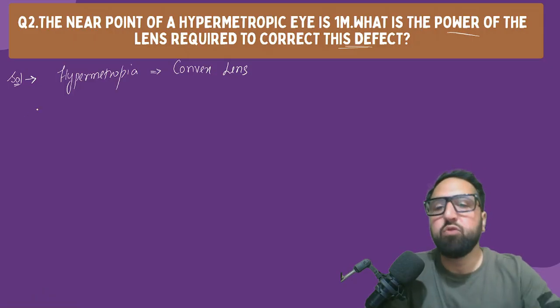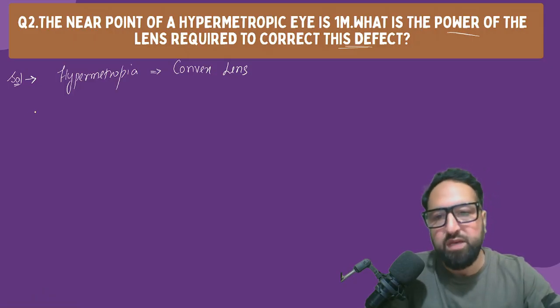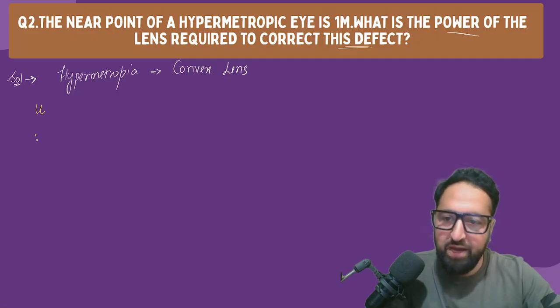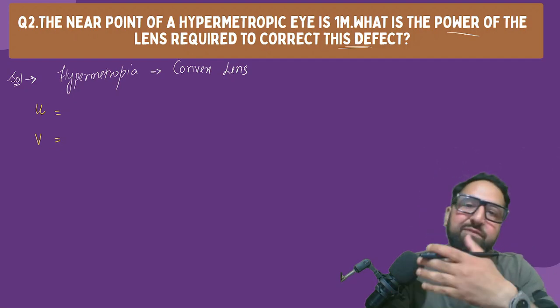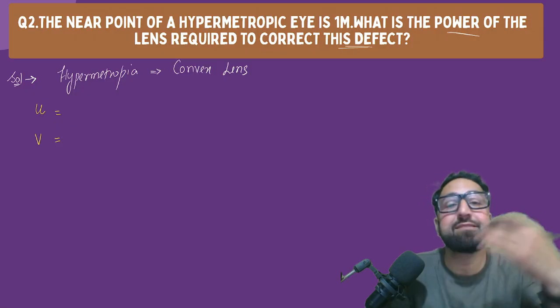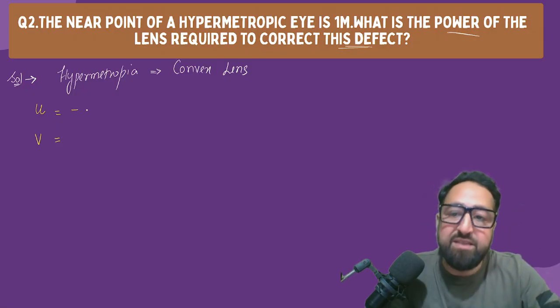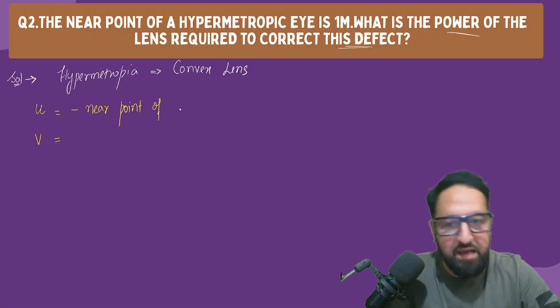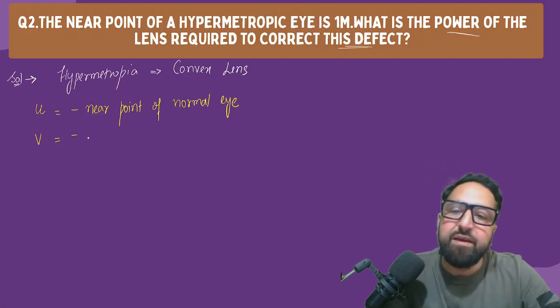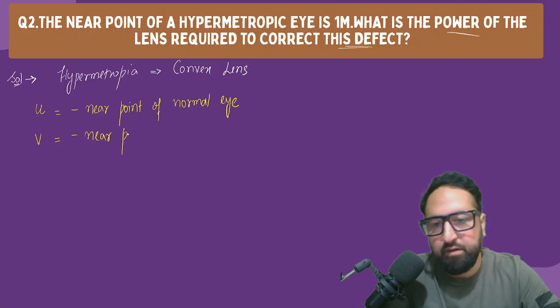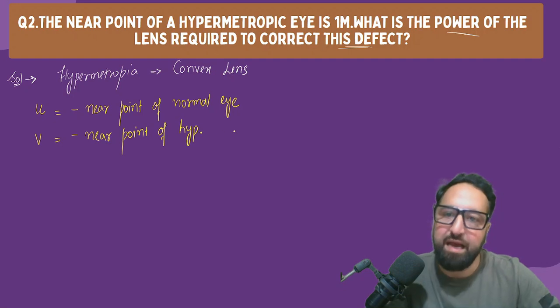As I said, no need to memorize any formula. Just remember one thing, u and v. What is u? u is always for the normal eye, and for myopia it is the far point, and in hypermetropia because the near point changes, it will be minus near point of normal eye. Got it? And v will be minus near point of the hypermetropic eye.